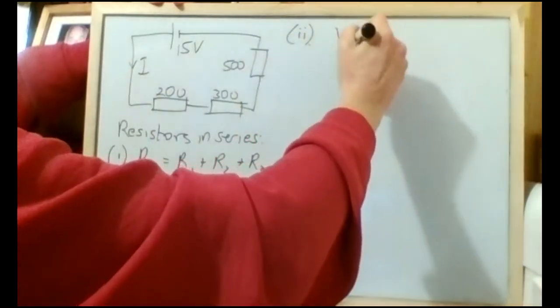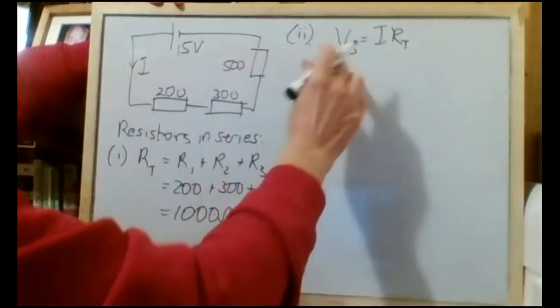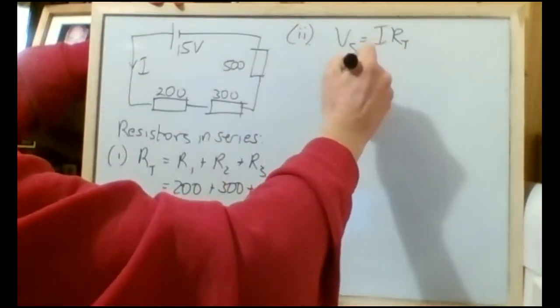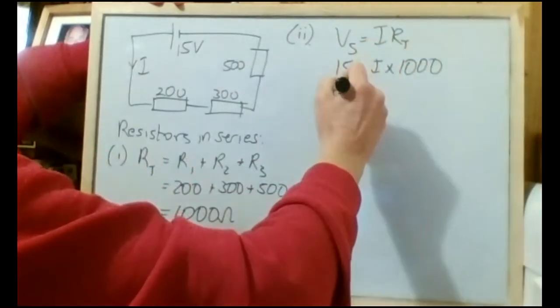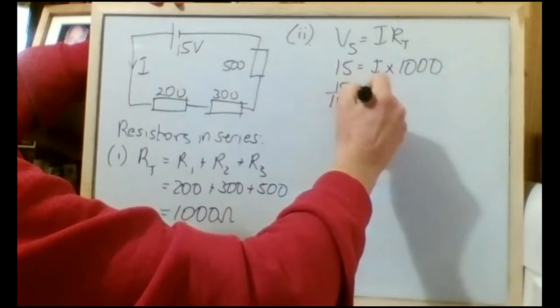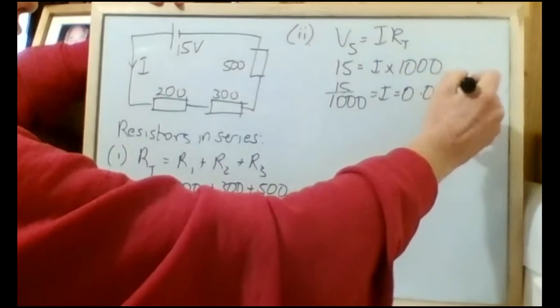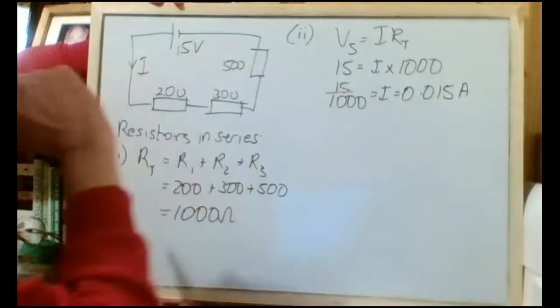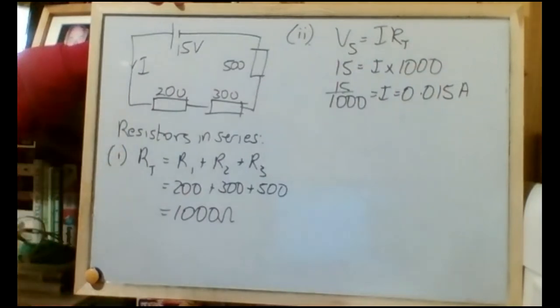So it's Vs equals I RT. The supply, that's 15, equals I times 1,000. 15 over 1,000 equals I, which equals 0.015. Remember, I, the current, is measured in amps. And you could write that down as 15 milliamps. Okay, so we're up and running. We got the first two parts done.